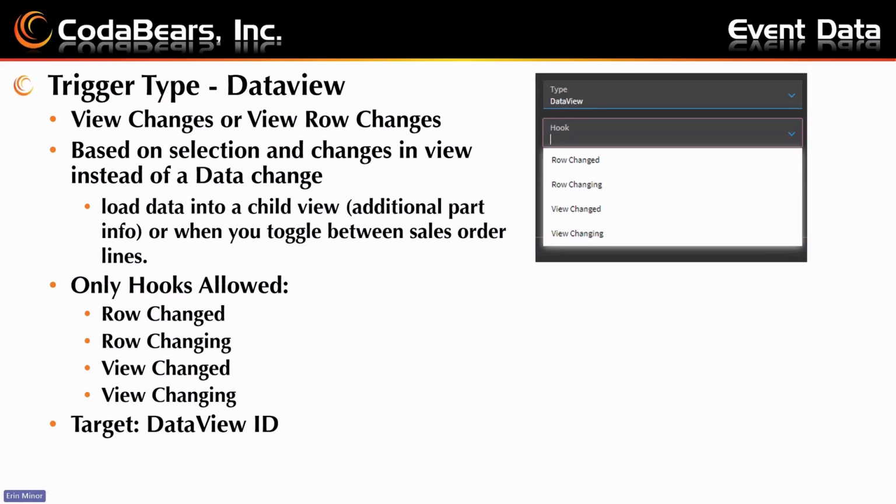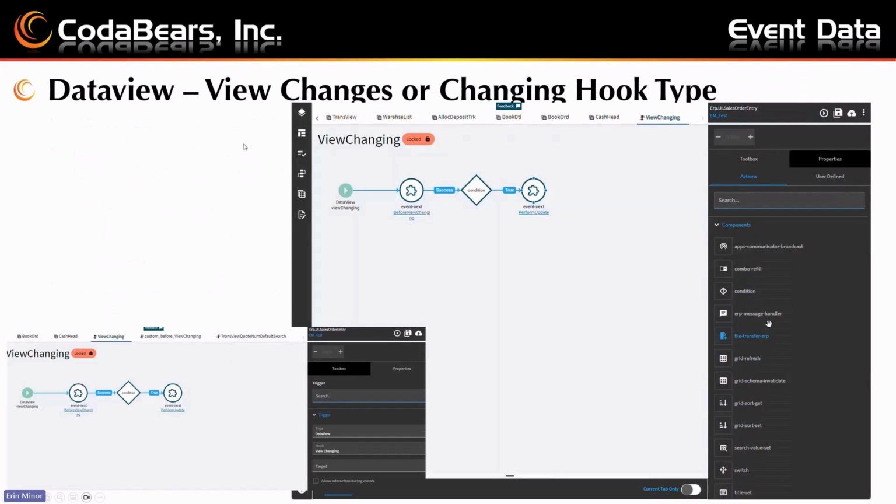So these are the four. Before we talked about row changed, row changing, view changed, view changing. Once again, it's not saved. It is just working within the UI. And your target for this one is going to be your data view ID, not the data table. For the view changed or view changing hook, this is the one I talked about that I'm not sure you're going to use a lot. I don't think you're going to use this one a lot.